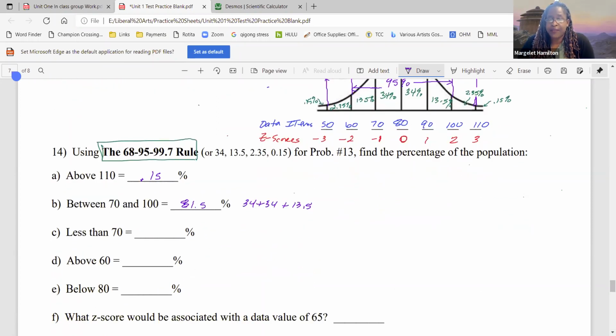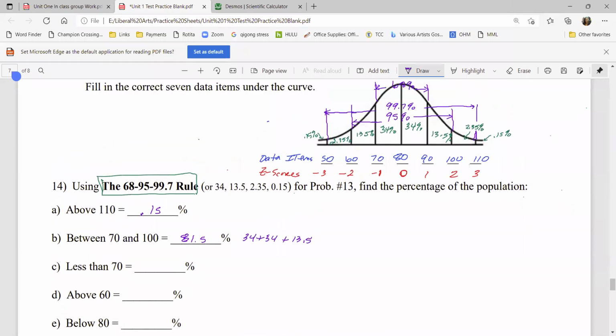All right. So what's less than 70? 16%. Okay, so less than 70, you got 13.5, 2.35, and 0.15. That's what you're adding up. And you said you got 16. Does everybody see what we're doing? Yes. Okay.